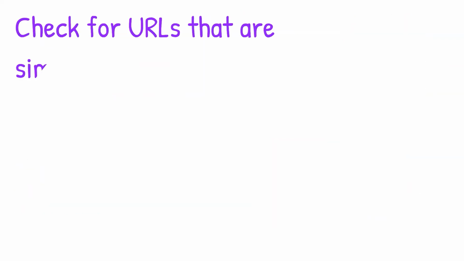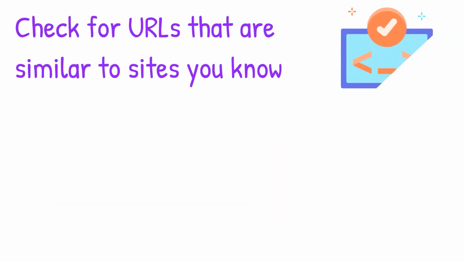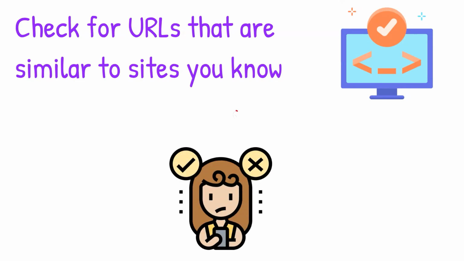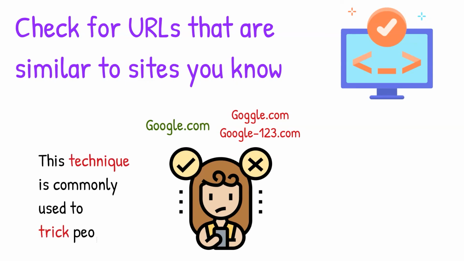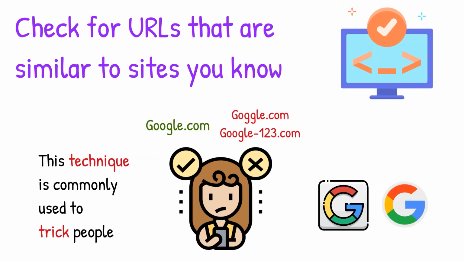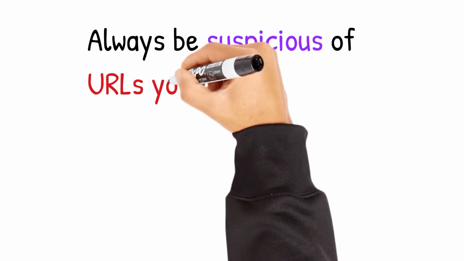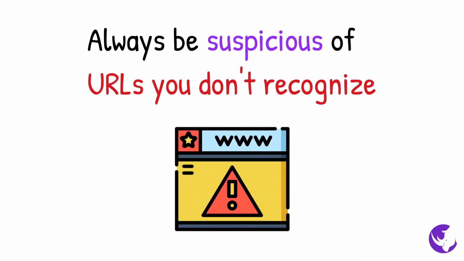Check for URLs that are similar to sites you know, but are slightly different, such as Google.com or Google123.com instead of Google.com. This technique is commonly used to trick people into false confidence when visiting sites. In many cases, the fake sites are made to look almost identical to the original. Always be suspicious of URLs you don't recognize.